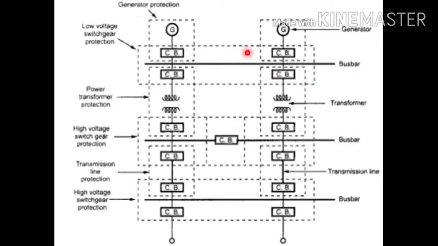Again the same picture which is representing the generator protection, the transformer protection, the high voltage switchgear protection, the transmission line protection. So this is a bus bar, and by using a bus coupler we are connecting these two transmission lines. If any one of the generators fails, the other generator can provide the supply to the grid.